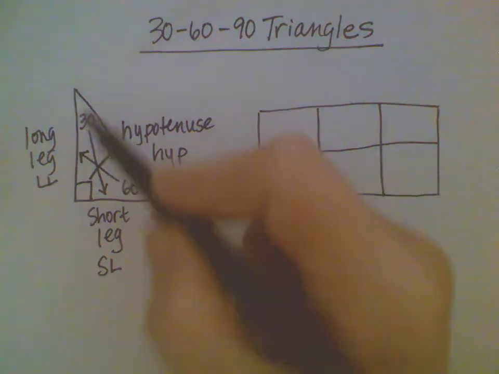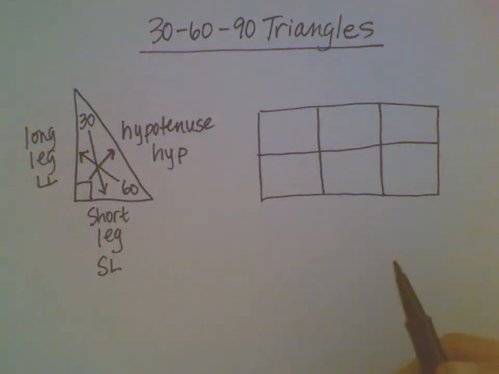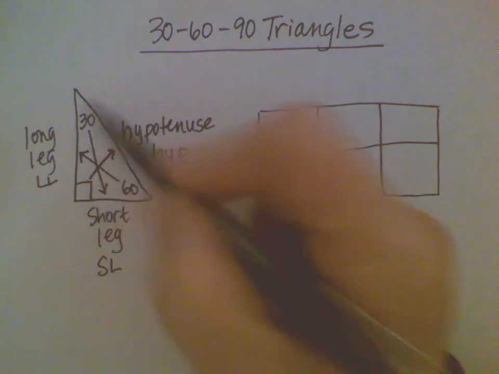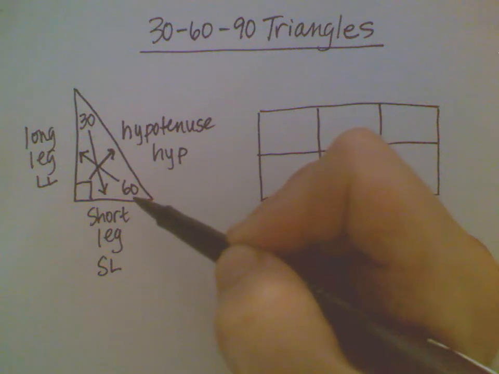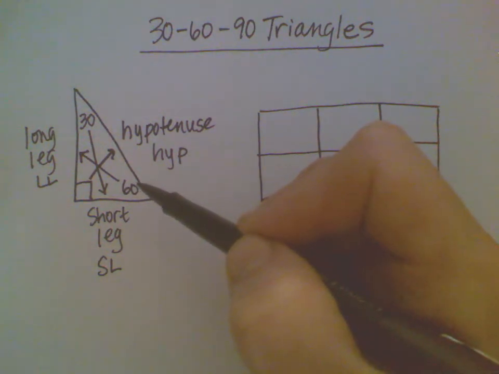Now keep in mind, when I have my angles labeled, I only need to have two of the angles labeled because the three angles together will be 180 degrees. So if I know only the 30 and the 90-degree angle, I can figure out that the last one has to be 60. There's no other choice. Again, because all the angles need to add to be 180.